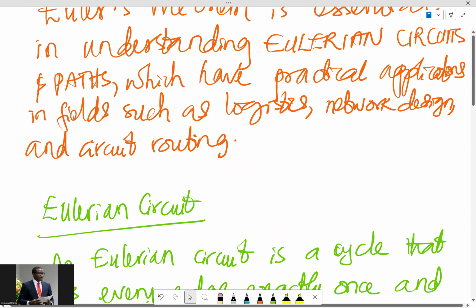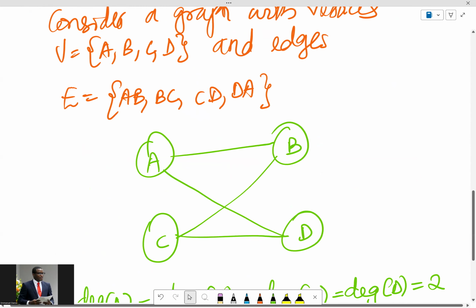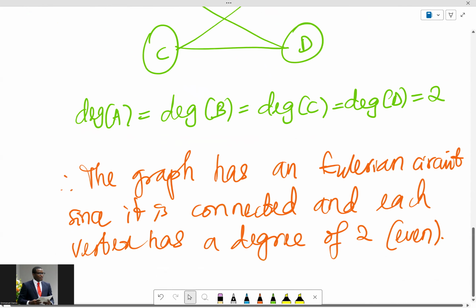All right. So let's move on to talk about the Eulerian path. What does that mean?